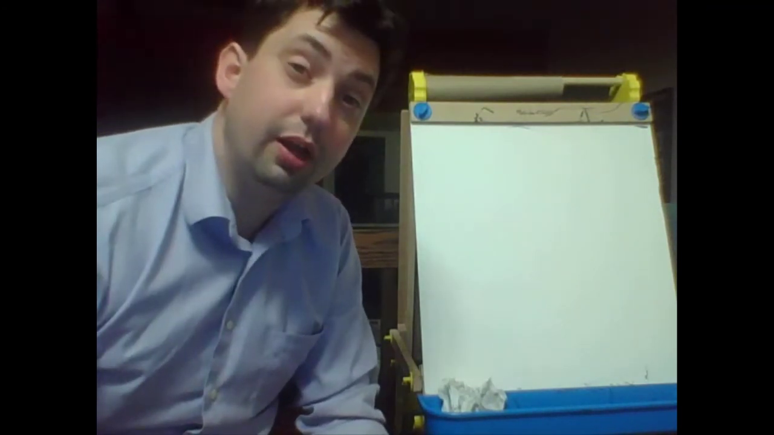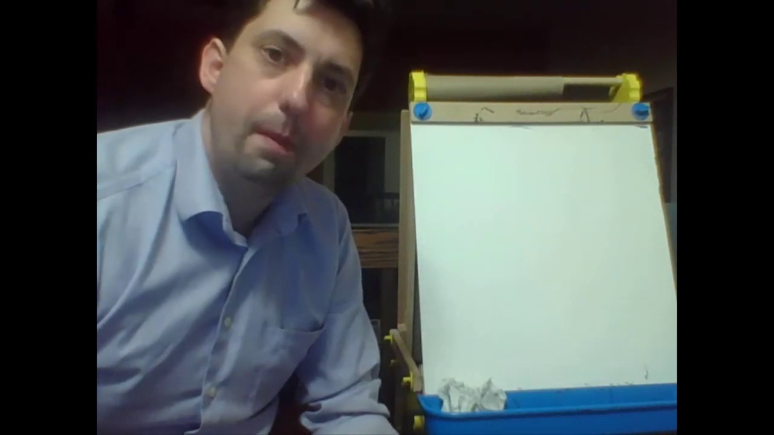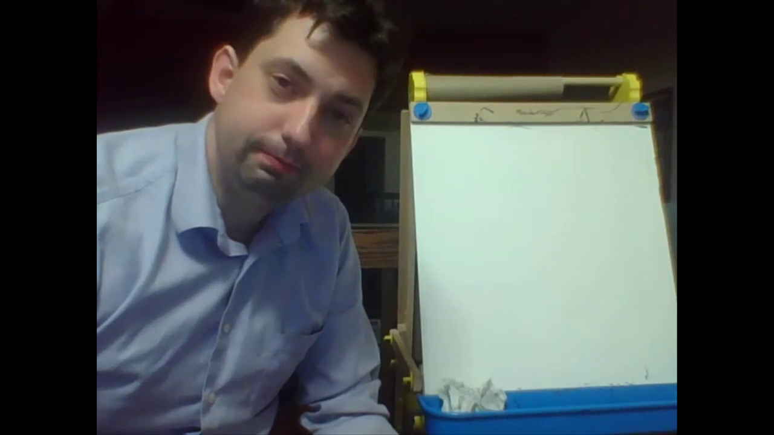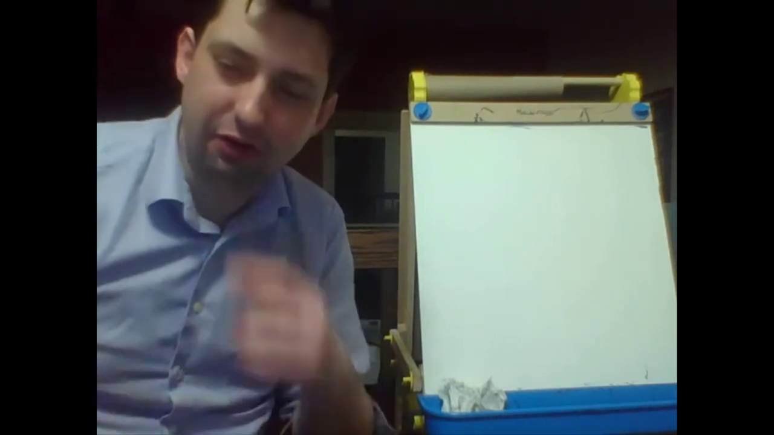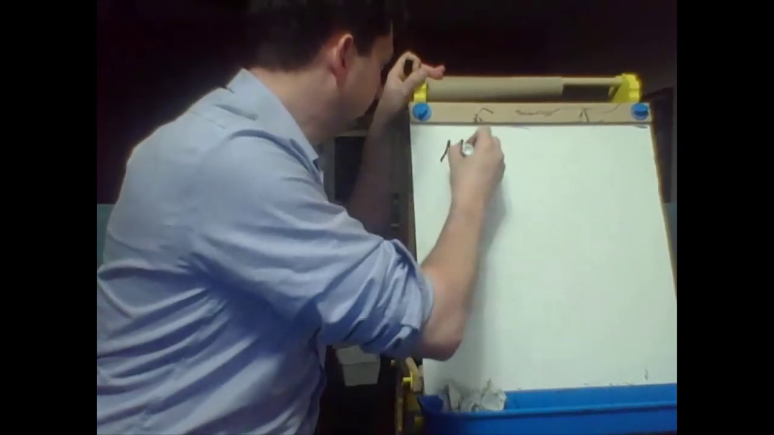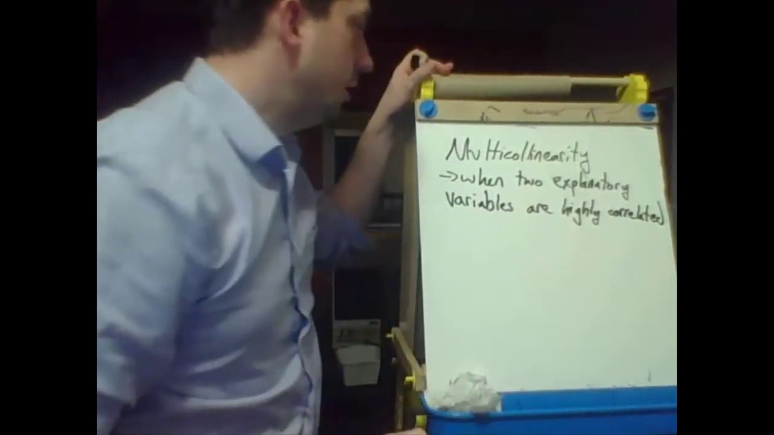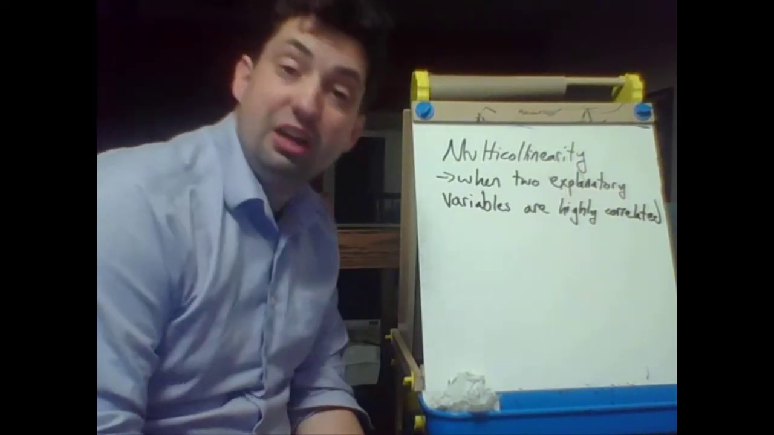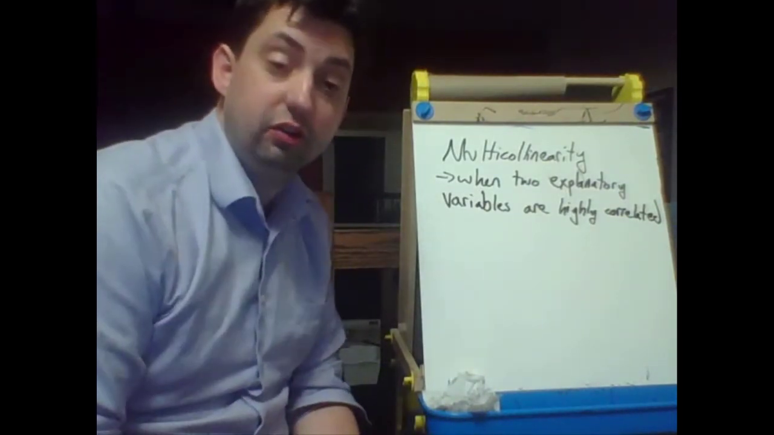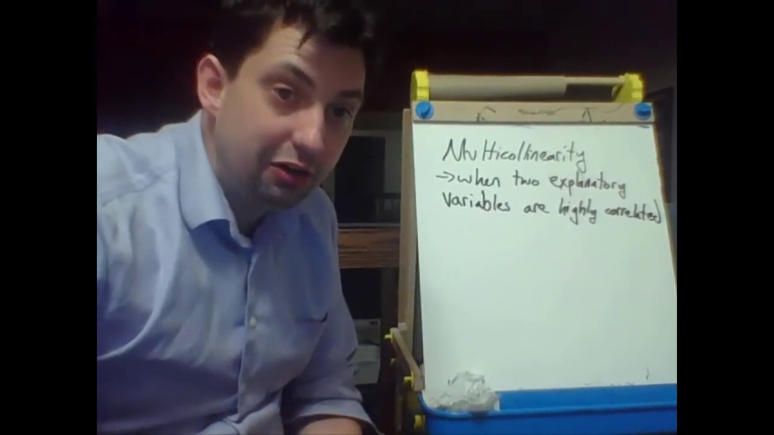We have something called multicollinearity. Say it with me. Multicollinearity. Multicollinearity. Multicollinearity is when two explanatory variables, two different x's, are highly correlated with one another. We can see that here.